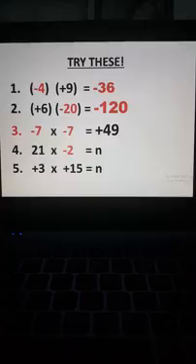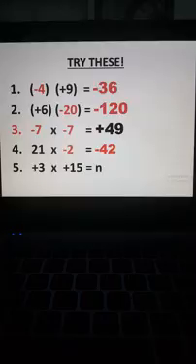That's positive 49. Number 4, 21 times negative 2. Notice that the two integers have different signs, so your product is a negative number. That's negative 42. And lastly, positive 3 times positive 15. Both of the factors have the same sign. Therefore, your answer is positive 45. I hope you guys got that right.